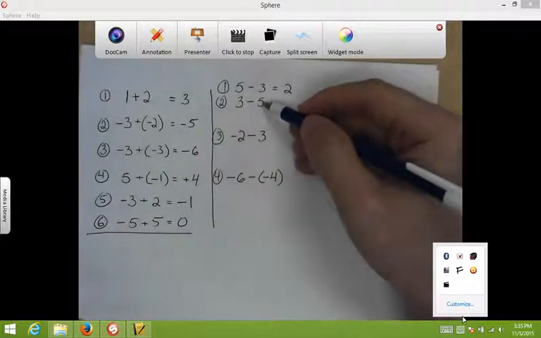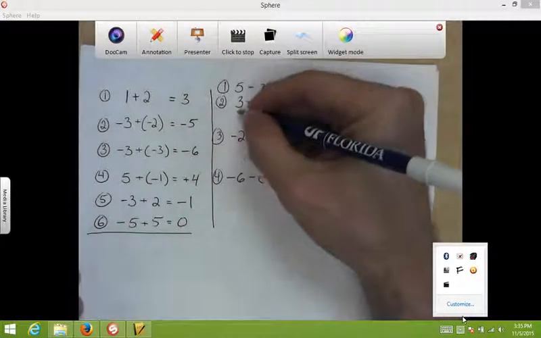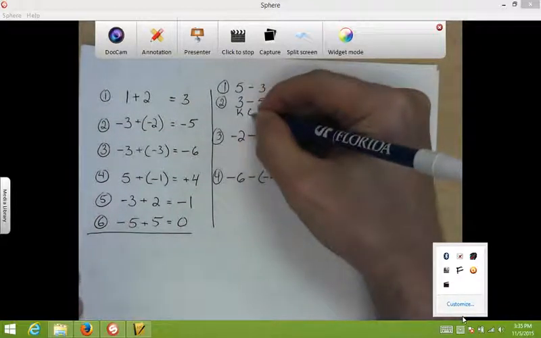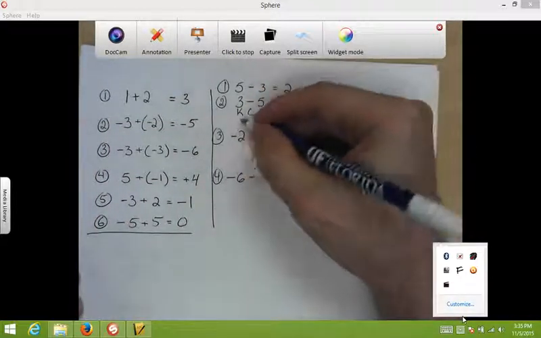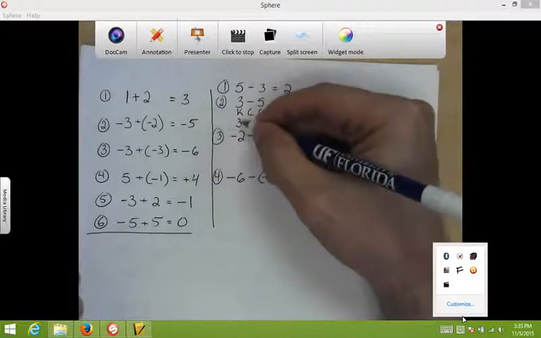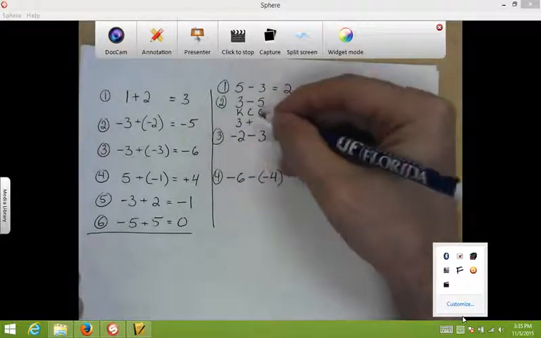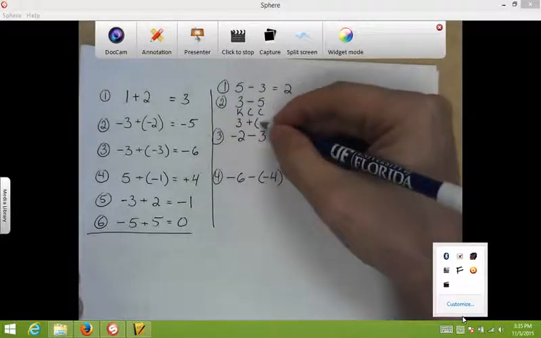3 minus 5, I say, alright, I can't do this. Well, that 3-letter phrase that I taught you, KCC, stands for keep, change, change. So I keep the first the same, which is 3. I change this subtraction to addition, and I change this positive 5 to a negative 5.